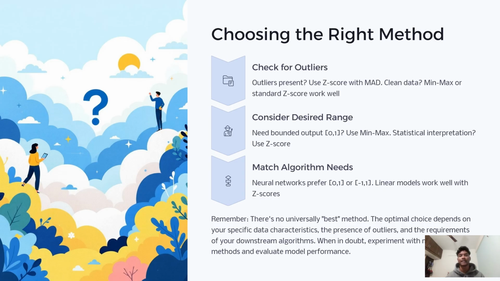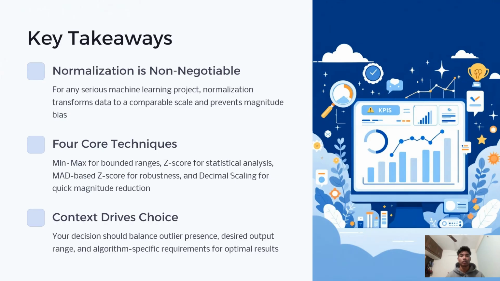Talking about the key takeaways, to wrap up, normalization is crucial for machine learning and data pre-processing. It prevents scale differences from affecting model performance. Min-max, Z-score, MAD-based Z-score, and decimal scaling are the four core techniques. Always choose your method based on outliers, range needed, and algorithm requirements.